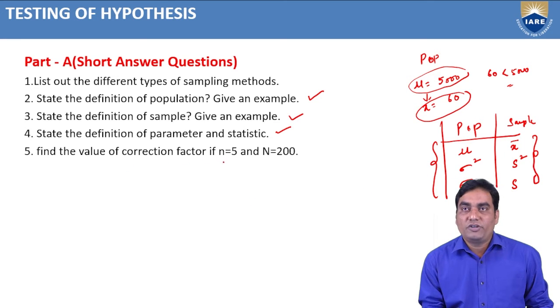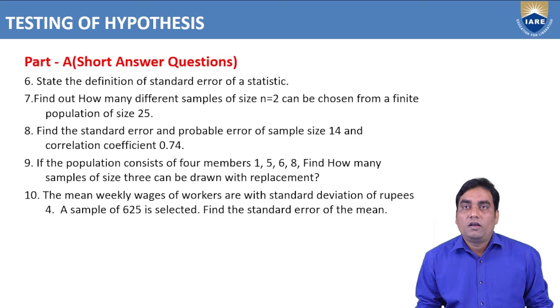Find the value of the correction factor formula N power n. Total population is N, sample size is small n, then we can write the correction factor as N power n. Like that, we have discussed all these problems.